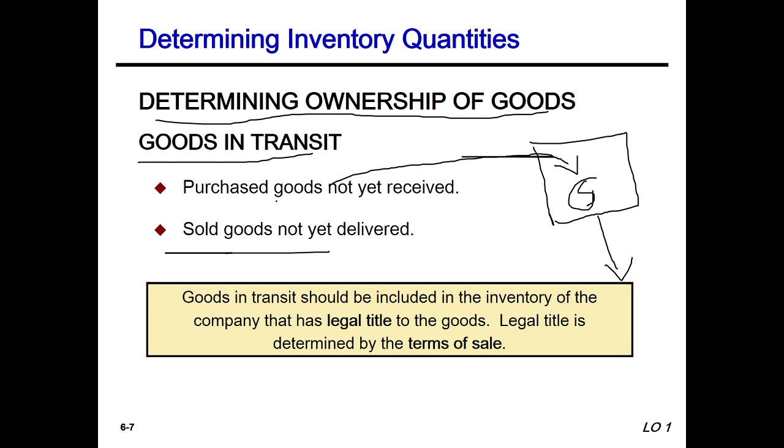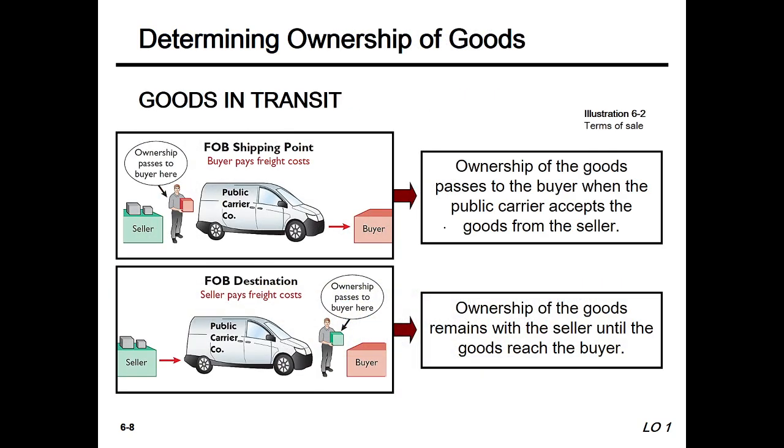Purchased goods not yet received means goods not considered inside the organization. And we sold goods, but these goods are inside the organization because we have not delivered them. Okay, so I think everybody is clear. Move to the next slide.